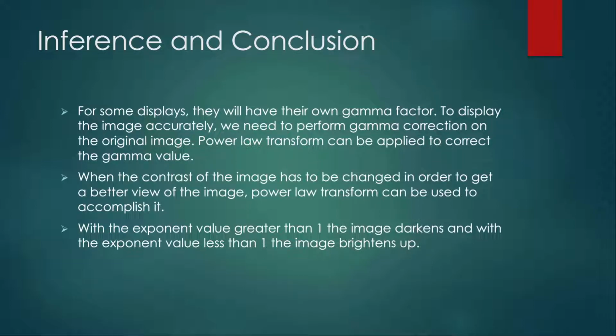I want to conclude by saying that power law transformation can be used to perform gamma correction, and it can be used to play with the contrast of the image and extract details from it. And with the exponent value greater than 1, the image darkens, and with the exponent value less than 1, the image brightens up. Thank you.